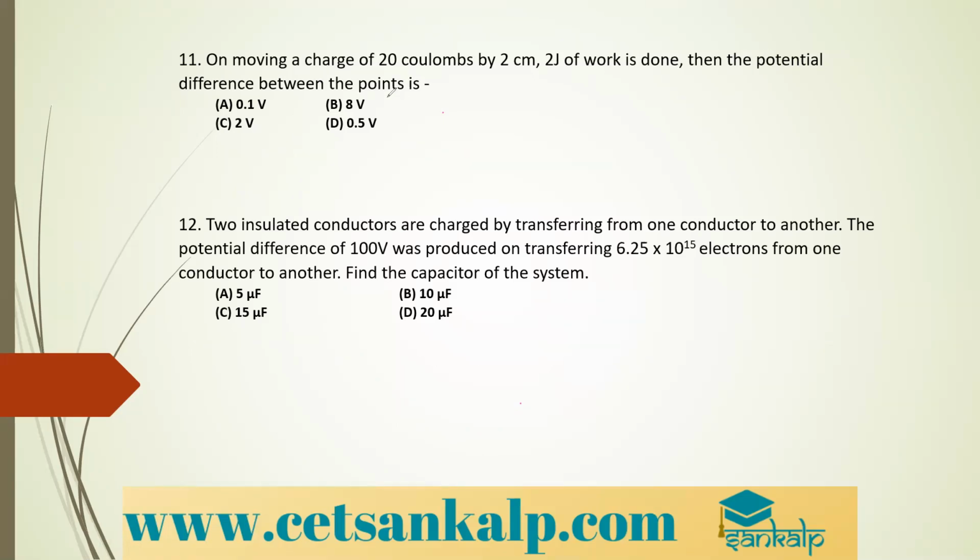Here we have the formula W is equal to Q into delta V. That is work done is equal to 2, is equal to charge is 20 into delta V we need to calculate. Therefore, delta V is equal to what? It is 2 divided by 20. So students, what is 2 divided by 20? That is 0.1 volt. That is option A is the correct option here. Okay. That is 0.1 volt.